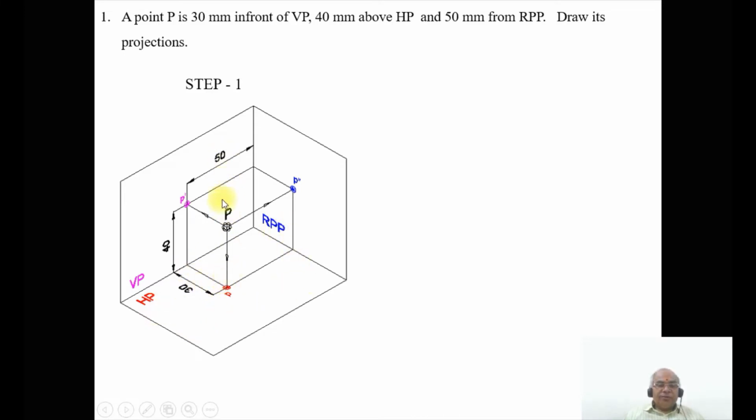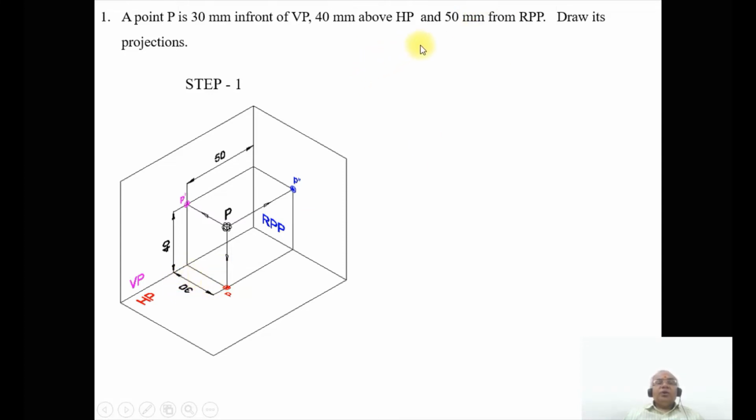When you look from the top view, I can see the distance in front of VP. Which is the distance in front of VP? The distance from this point to here. The distance is 30 mm. So 30 mm in front of VP, I can always see in the horizontal plane. So that distance is 30.